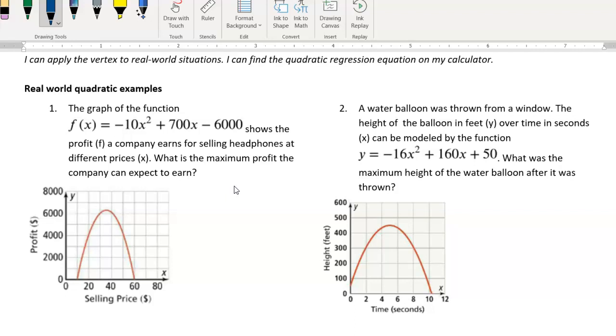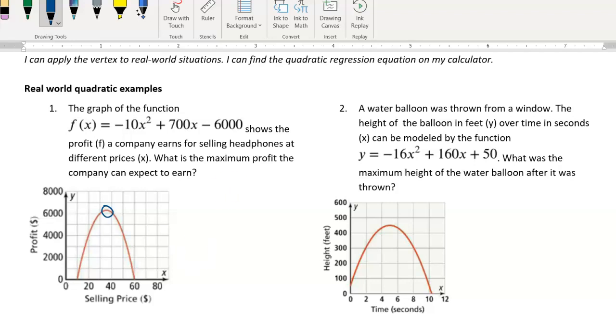If they start out real cheap, they're not going to make a whole lot of profit, but the goal is to find that sweet point, which is right here, where they charge the price that gives the biggest profit. We want to figure out what that maximum profit is. When we look at that graph, we could estimate it, but we don't want to estimate. We want to get an exact value, and so we're going to do this on our graphing calculator.